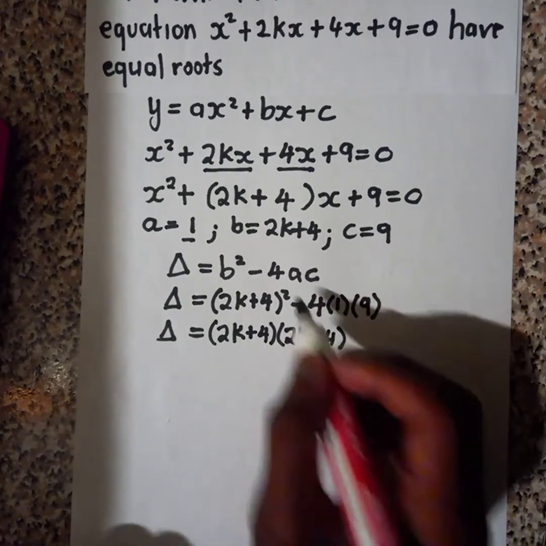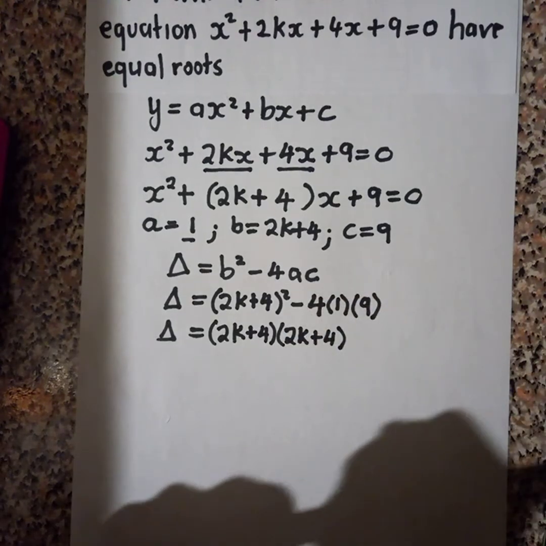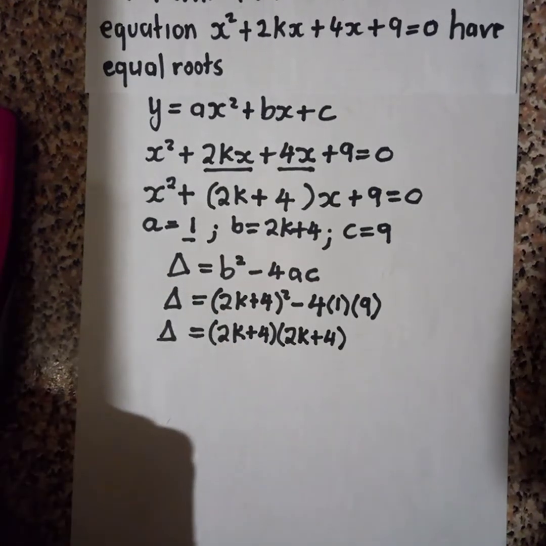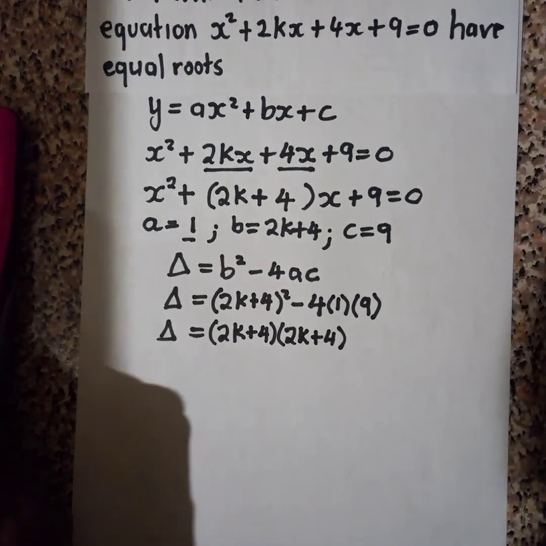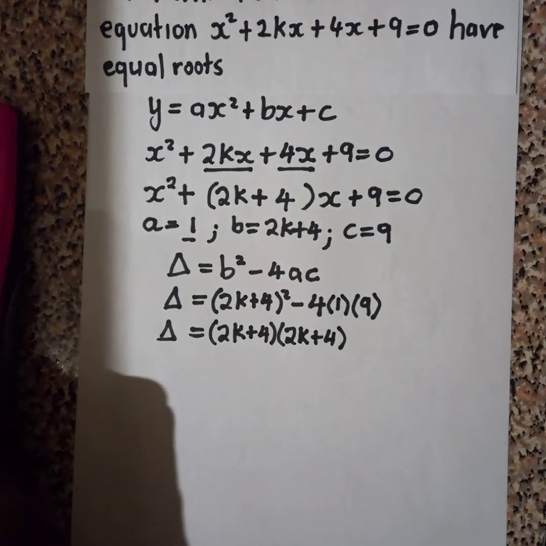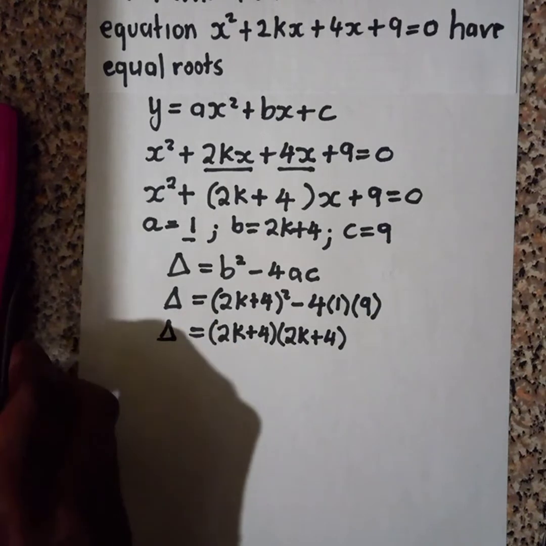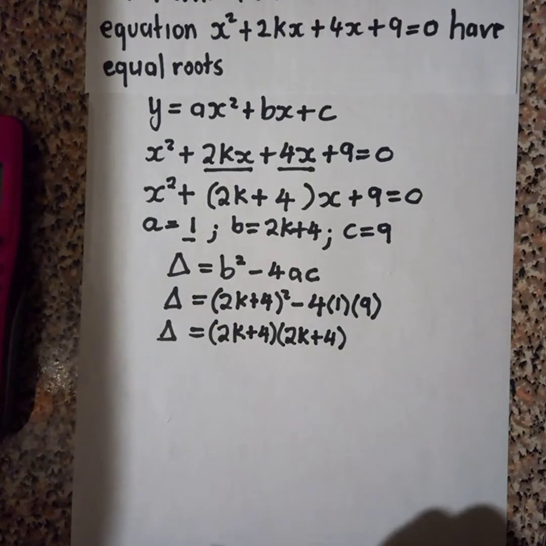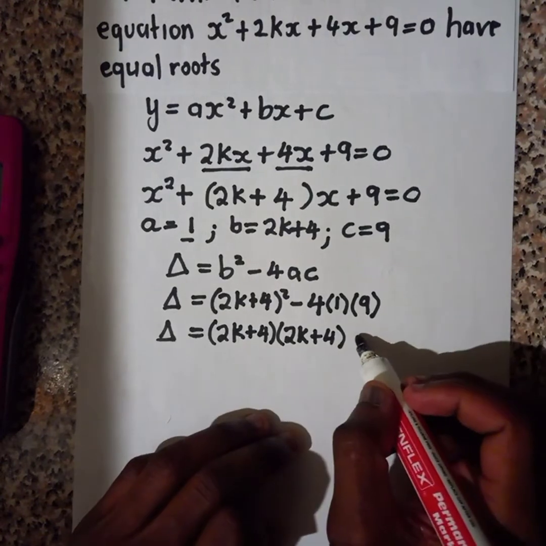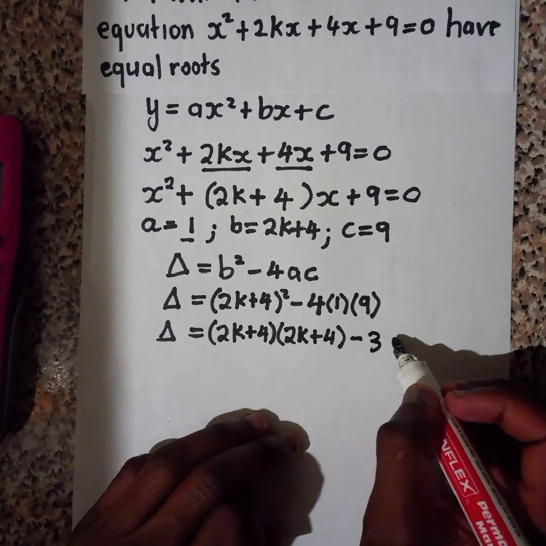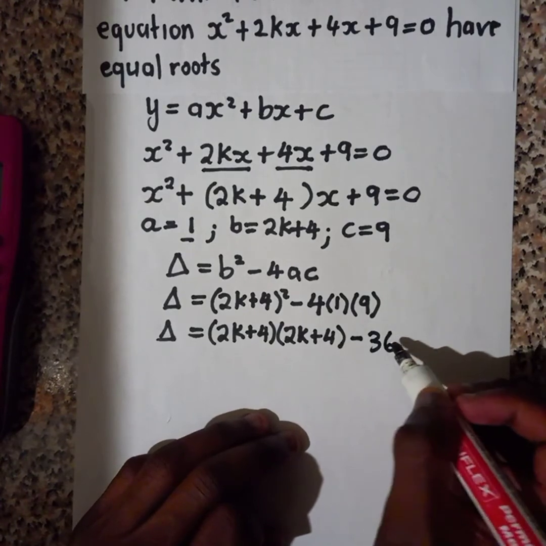For this one, we are going to use our calculator. Let us use our calculator. Say negative 4 multiplied by 1 multiplied by 9. We are going to get negative 36.